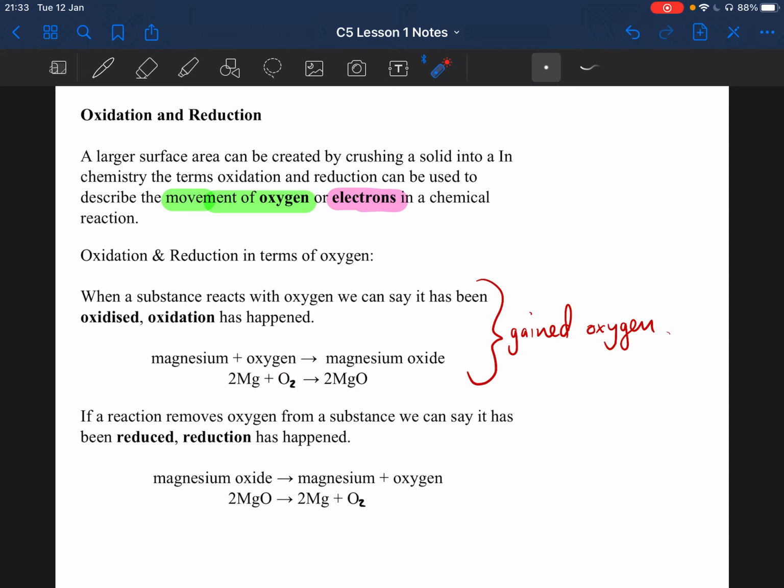If we talk about reduction in terms of oxygen movement, if a reaction removes oxygen from a substance, we can say it has been reduced or reduction has happened. And so if I was to write this on this bit, we say that it's lost oxygen. You can see I've used the same reaction, but in the opposite direction for our example. If we've got magnesium oxide and we break that down into magnesium and oxygen, we've actually removed the oxygen from the magnesium oxide. So it has been reduced.